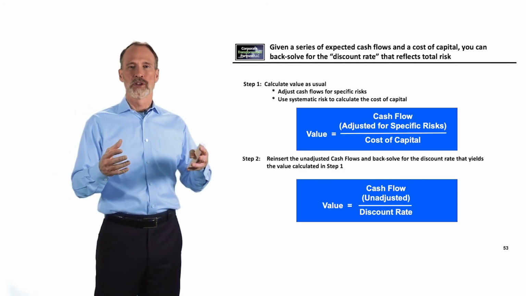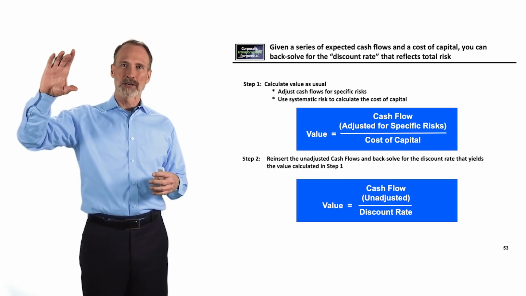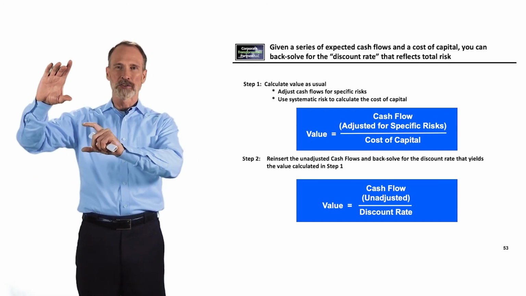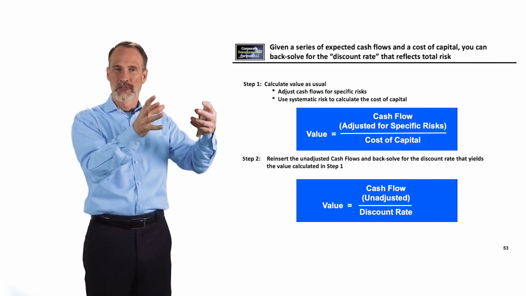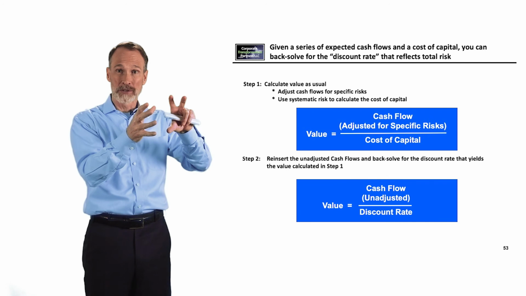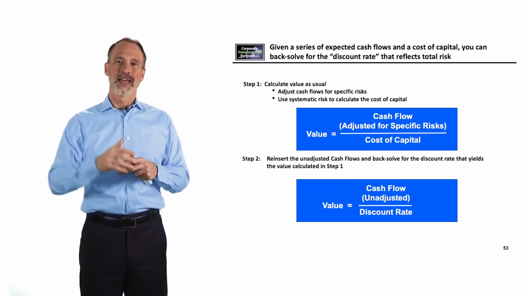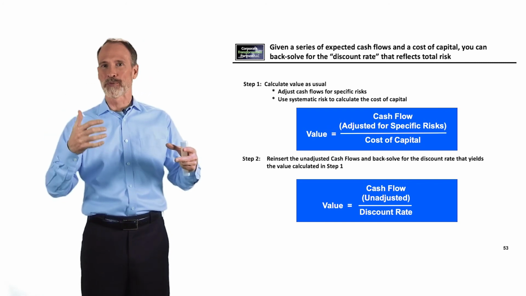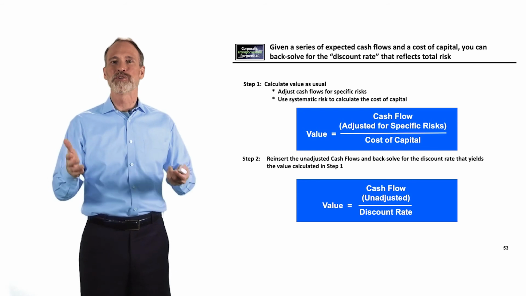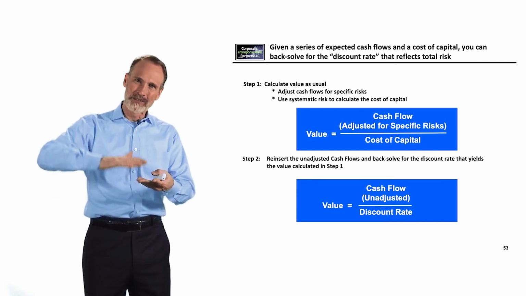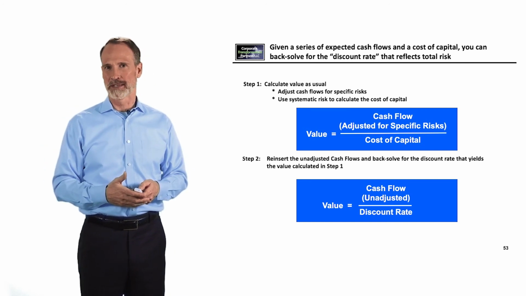First, do all of the analysis exactly the way we talked about, right? Adjust the cash flows for specific risks, adjust the cost of capital for systematic risk, and calculate a good number for value. Then take that number for value, reinsert the unadjusted cash flows, and then solve for what the discount rate would have to be to get you to that value. At least if you do that, you're certain that you're adding at least the right amount of premium for the exact specific risks that you anticipate.